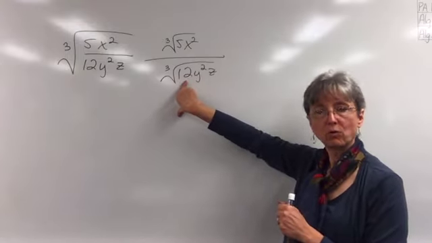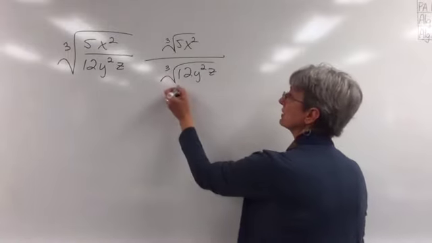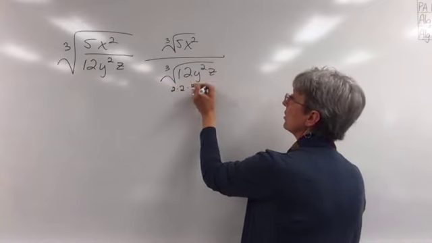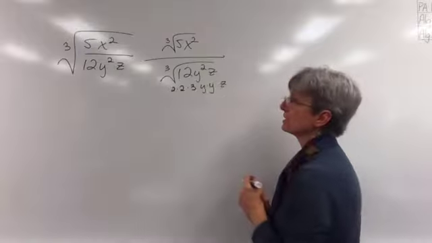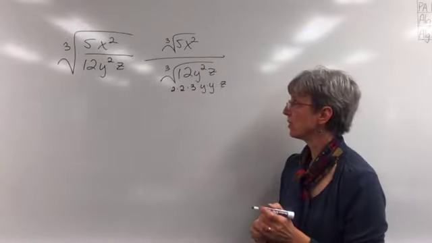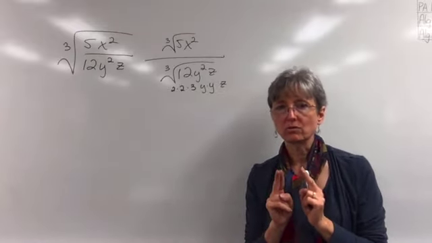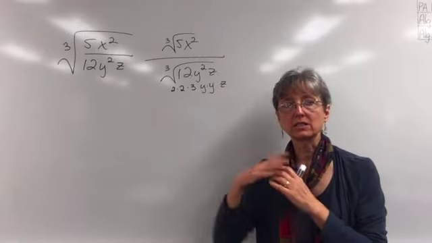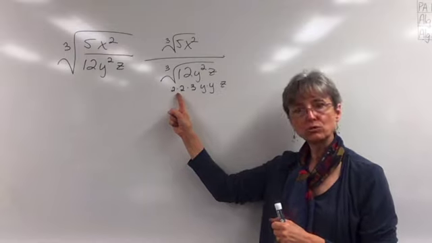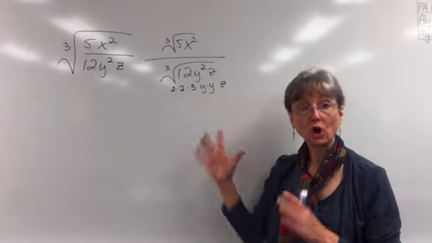12 is 4 times 3, or 2 times 2 times 3, right? This is 2 times 2 times 3. And I have 2 y's and only 1 z. These are all my factors of 12y squared z. I need 3 of each of those in order to rationalize this and get rid of this radical. I must have 3 of each. I need 3 2's, 3 3's, 3 y's, and 3 z's in total.